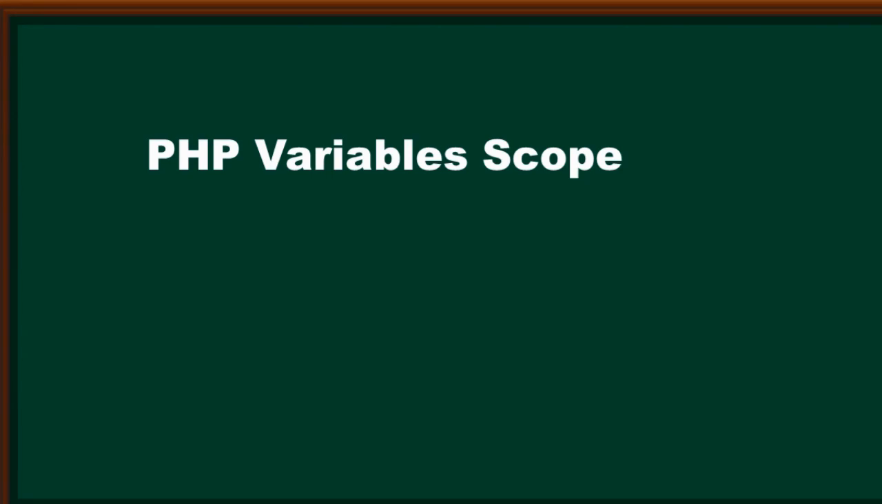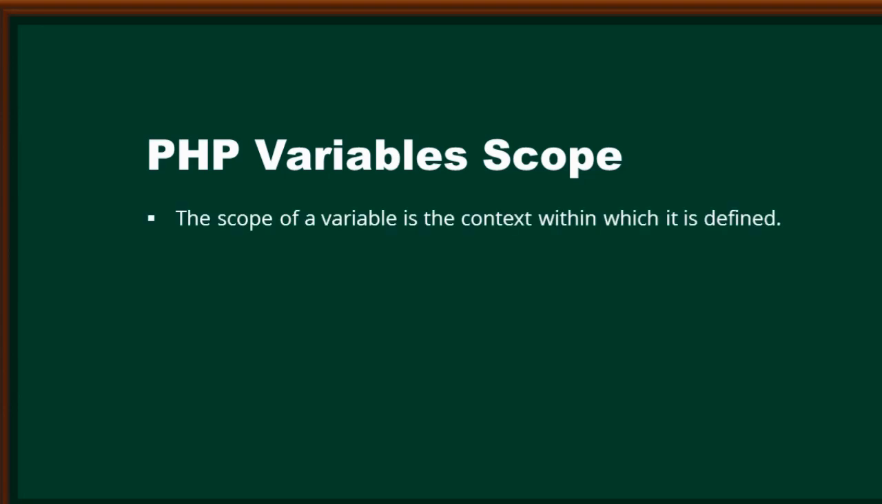A variable scope basically refers to the context in which the variable is defined. When you declare or create variables, you can do that anywhere within a PHP script. The scope of the variable is the part of the script where the variable can be referenced or used. So it refers to the context within which it is defined.